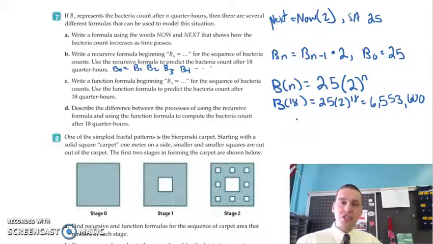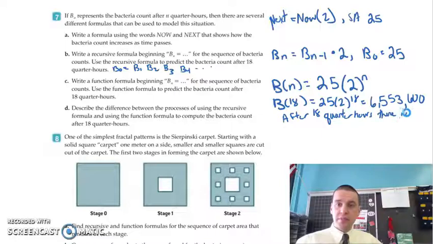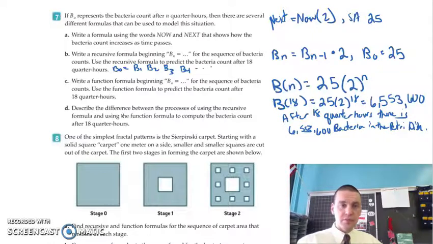Again, the context is so key here. So after 18 quarter hours, there is 6,553,600 bacteria in the petri dish. Important to do that. Just as a reminder to you guys, I said it, but we can write it down. This is our starting value, and this is our rate of change.